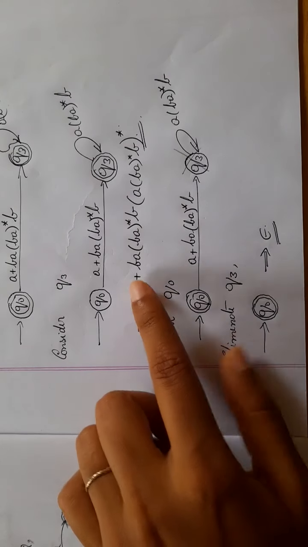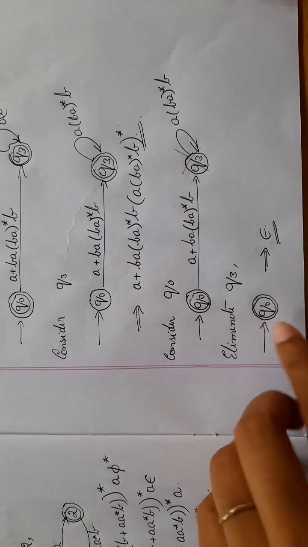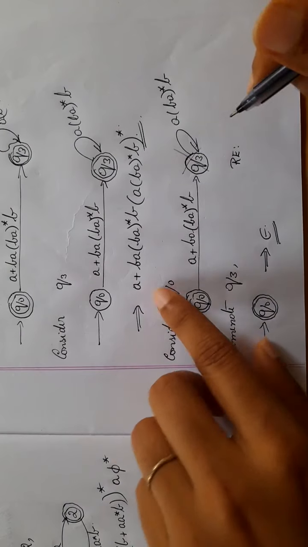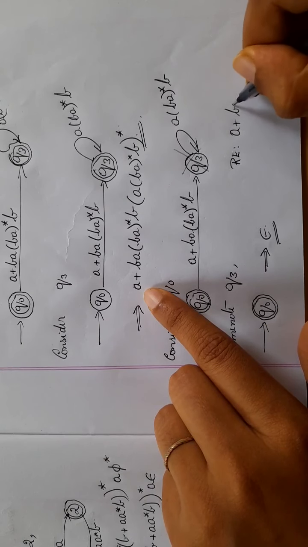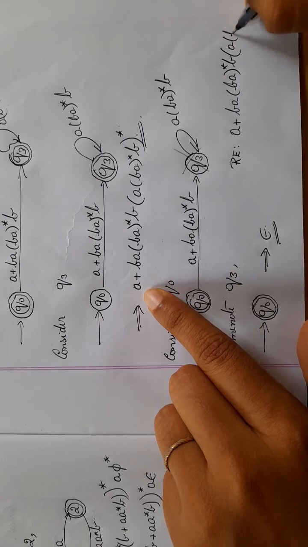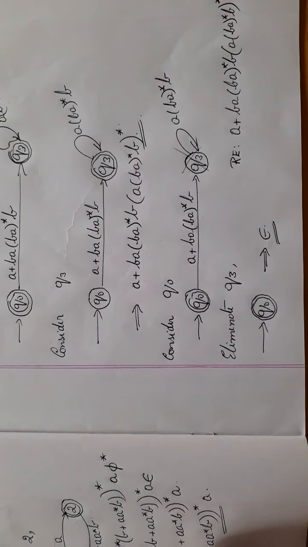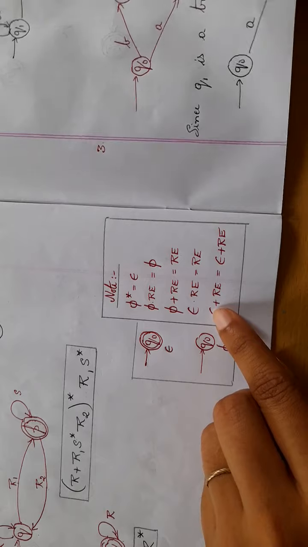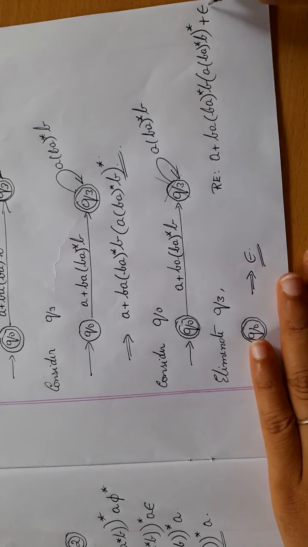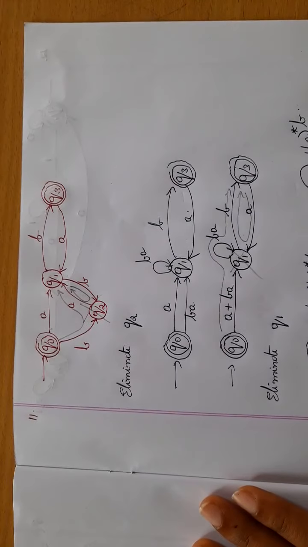So I have two cases. This is one regular expression, one more. Considering Q3, I will be getting this. Consider Q0, I will be getting this. So my regular expression will be, star, either this one or it will be epsilon. So what happens when you have epsilon? Epsilon or regular expression is the regular expression itself. So regular expression or epsilon is the same. So this is the regular expression for this particular FSM.